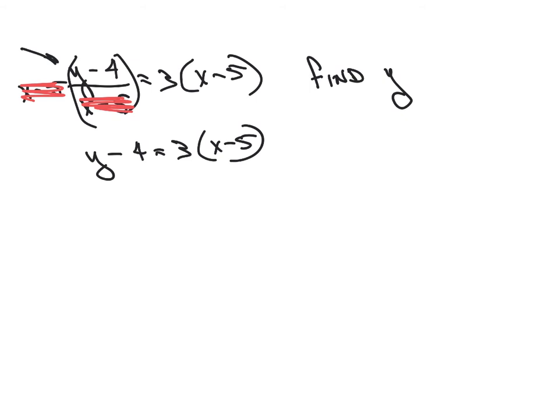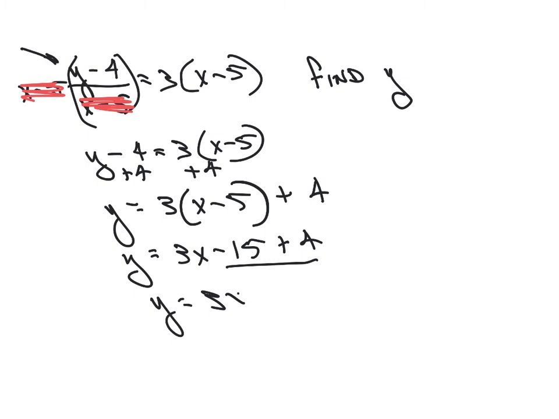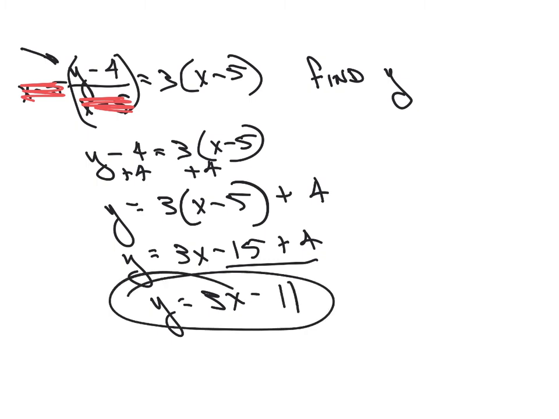Now we have to get rid of this 4. So we're going to add 4 to both sides. So we have y equals 3 times x minus 5 plus 4. And then let's go ahead and distribute that 3 just to get rid of our parentheses. And that does help us to simplify because now we can combine those and get y equals 3x minus 11. And that's what y equals. That looks a lot prettier than this mess up there.